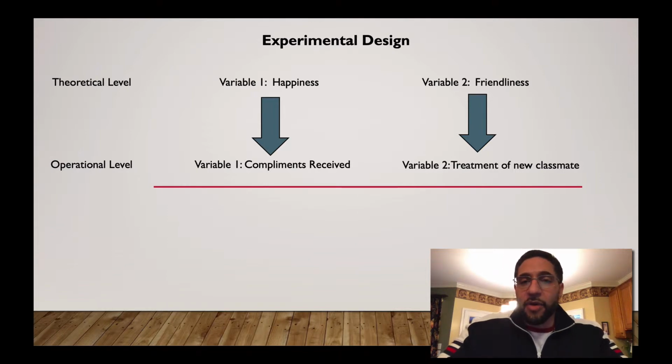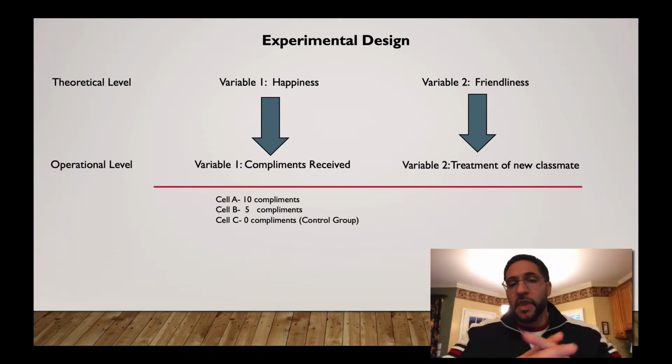Now, the second variable, friendliness, maybe we're going to operationalize that by looking to see how they treat new classmates, all right? And if they treat them in a positive manner, then we consider that being more friendly. We can talk a little bit more about that. But the whole key here is, again, I want you to notice the difference between the theoretical level and the operational level. Theoretical, you're dealing with concepts. They're not tangible, okay? But then we bring them down to something more tangible. It's called the operational level, right?